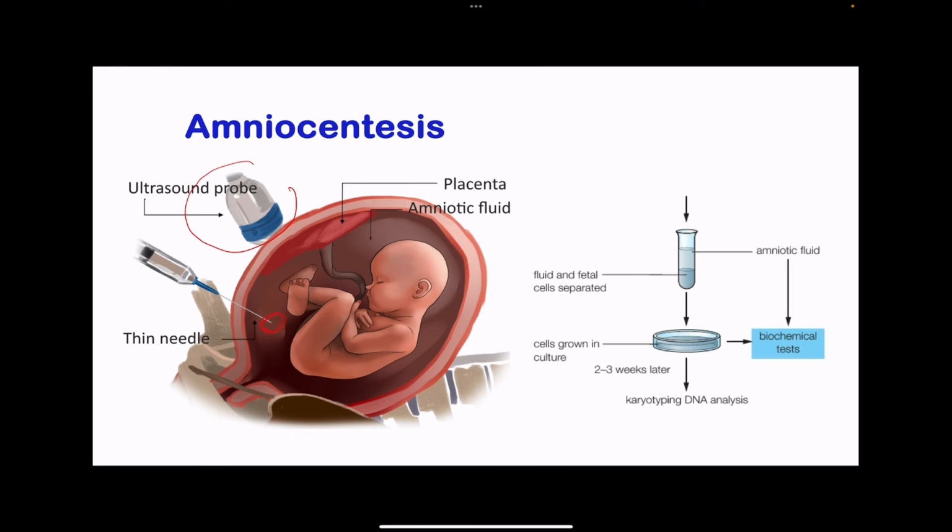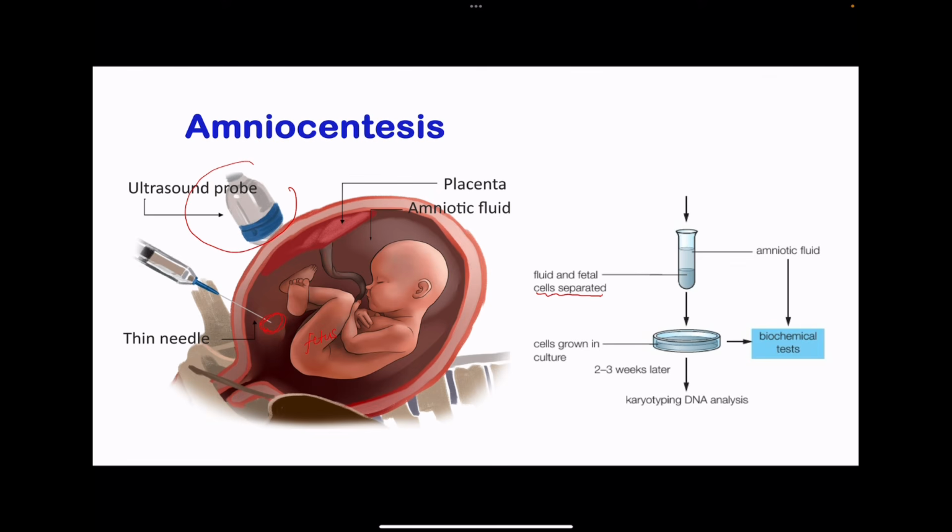This amniotic fluid contains cells that belong to the fetus. Some of the cells are going to be from skin cells. So after this sample is obtained, centrifugation is going to occur in order for the cells to separate from the clear fluid. Both the fluid and the cells can be used.